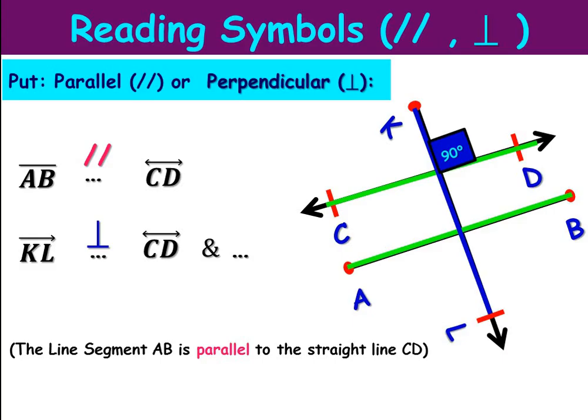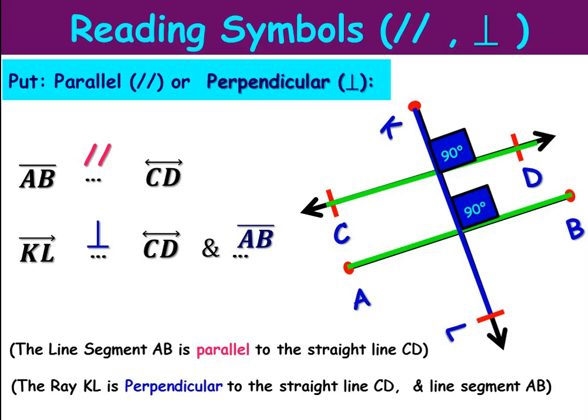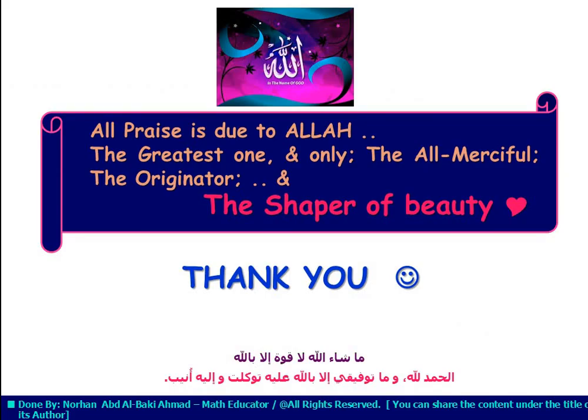So it's perpendicular on straight line CD, and it's also perpendicular on the line segment AB. So we write here line segment AB. And in order to express this in words, I say the ray KL is perpendicular to the straight line CD and also the line segment AB. So that's all regarding parallel and perpendicular.